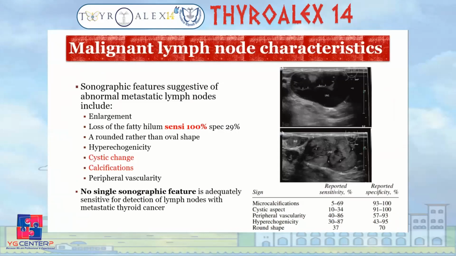While malignant lymph nodes are seen enlarged, the loss of fatty hilum has a sensitivity of about 1% of cases. The cystic changes and the calcifications have a high specificity, about 1% of cases, but less sensitivity. No single sonographic feature is adequate to differentiate benign from malignant lymph nodes, and in some cases we need to do thyroglobulin washout from the lymph nodes.